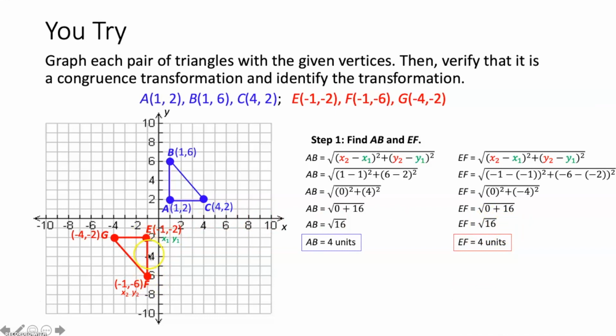You could have just counted 1, 2, 3, 4. Therefore, both of these have the same measure. Therefore, these two segments must be congruent.